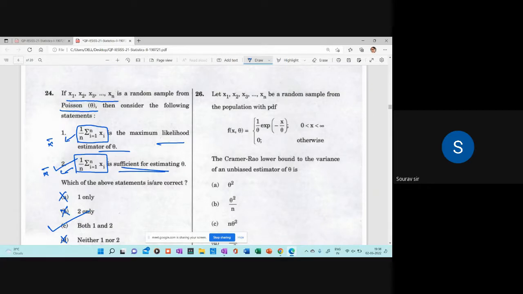This is the same procedure which you need to follow for PMF and PDF, other than the conditions where the parameter is involved in the range of the distribution. If the parameter is involved in the range of the distribution, you cannot proceed with this particular method. Otherwise, you can proceed with this particular method and you will be able to find the MLE. Is it okay?